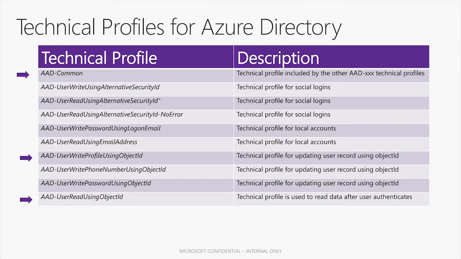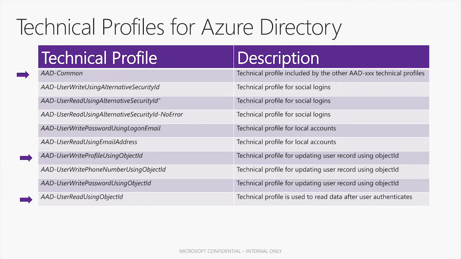Given that I have talked a little bit about AltSec IDs, this technical profile is used for reading a user or finding a user based on their social identity. So let's take an example of a sign-in policy. During sign-in, a user goes to Facebook, federates with Facebook, and Facebook gives back a token. IEF knows that this is facebook.com and knows the user ID. Now it needs to go into the directory to find the user object. That's when AD user read using alternative security ID will be executed.